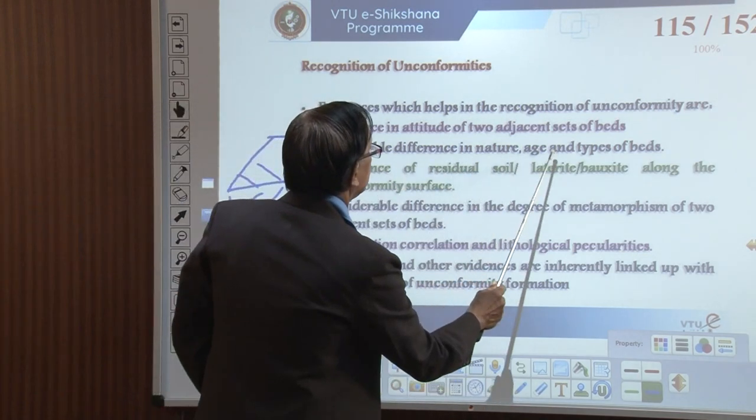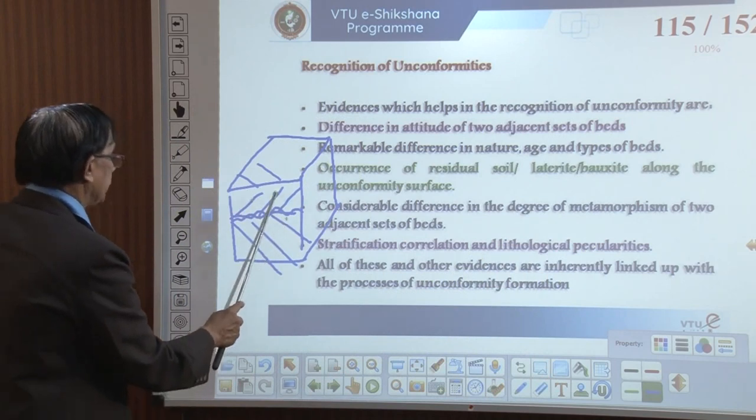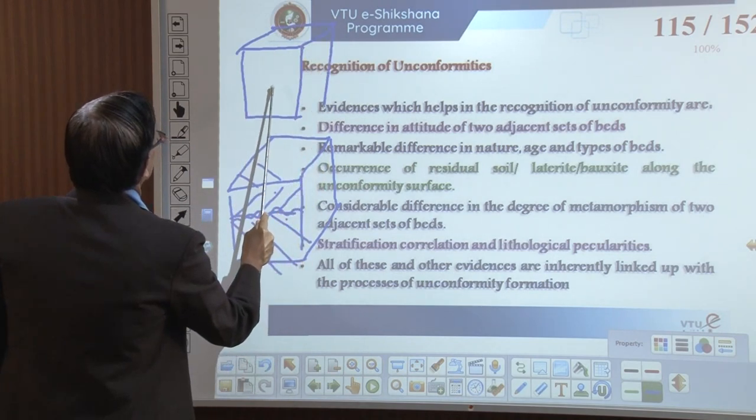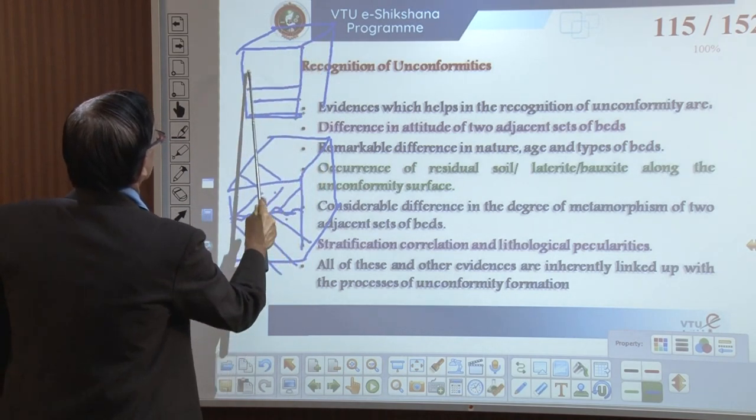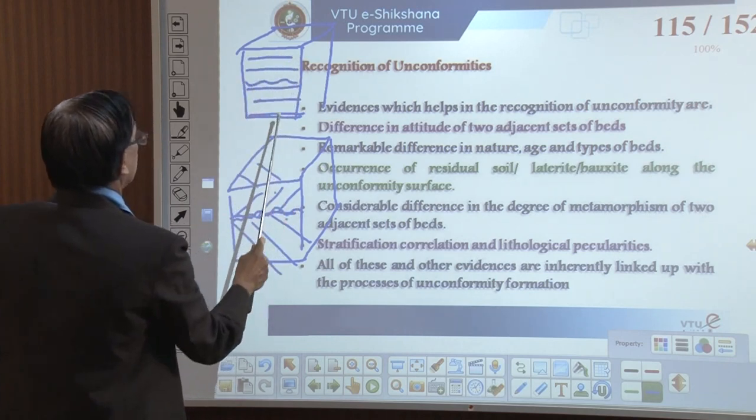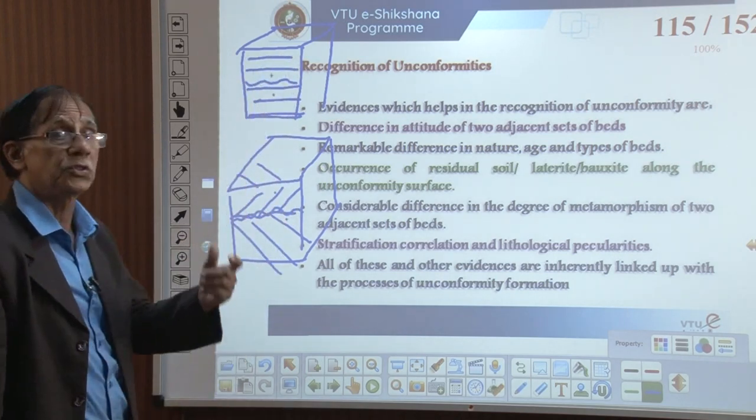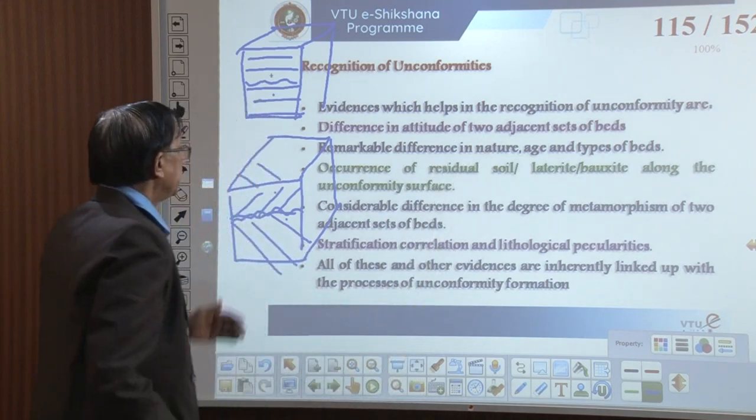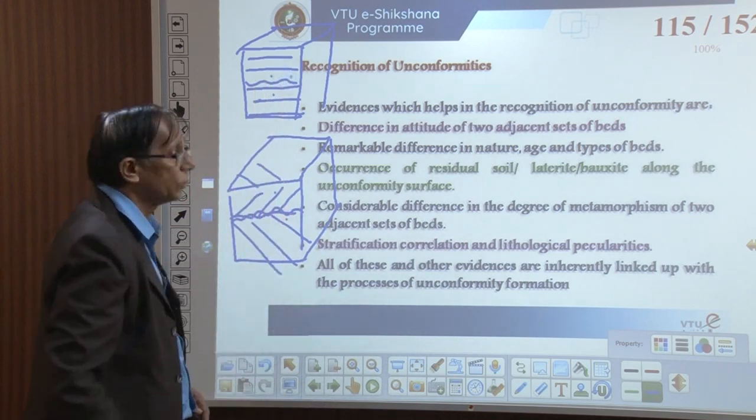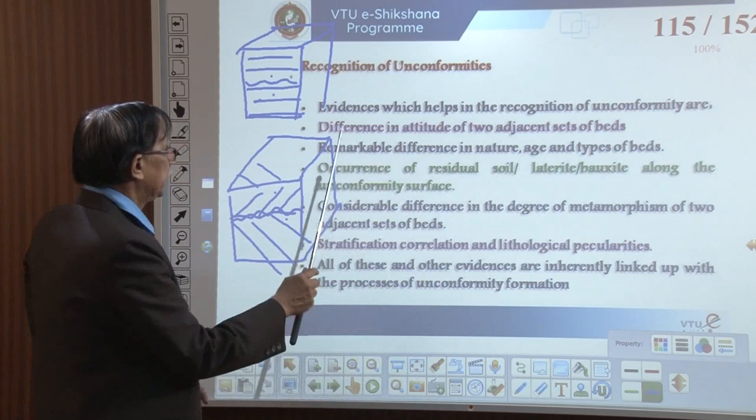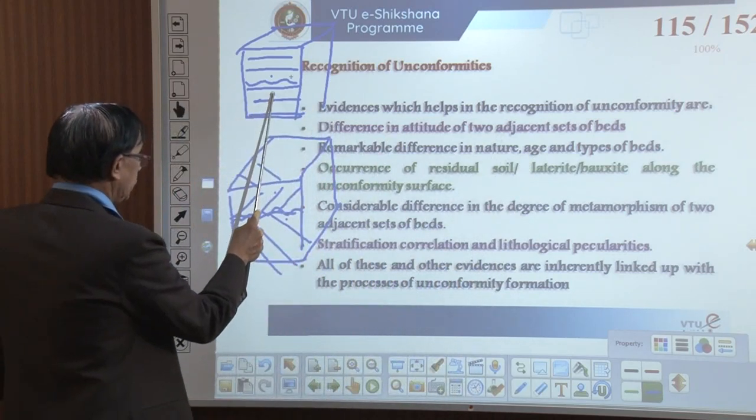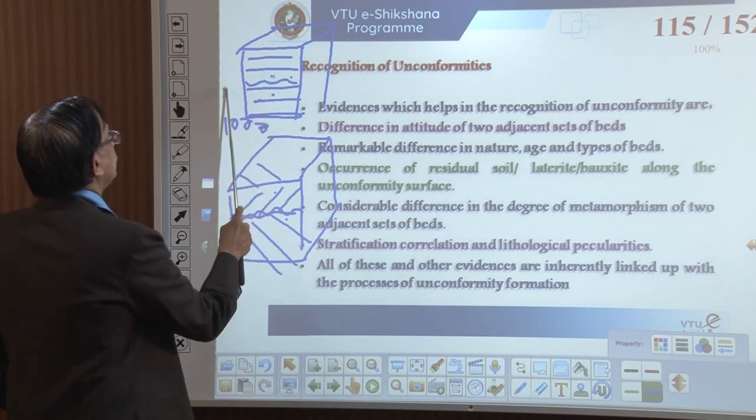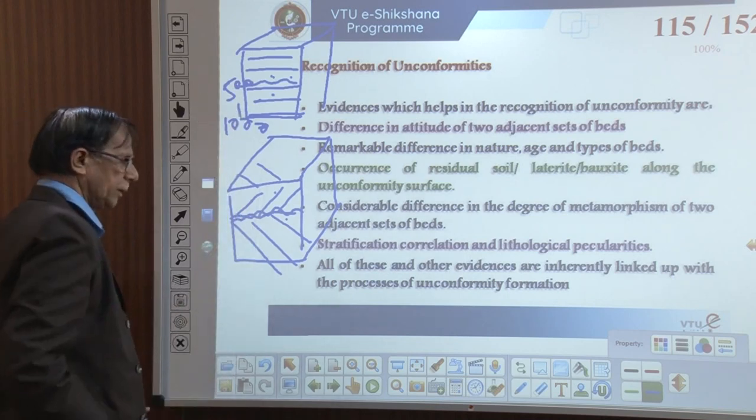Remarkable difference in nature, age and type of bed. Even if they are horizontal in a site like this, this one is one kind of rock, this is another kind of rock, there may be an unconformity. If this rock and this rock have a significant difference in fossil content, or in the nature of the rock, then there may be an age difference. The age of this rock may be say 1,000 million years, and if this is just 500 million years, in between what happened?